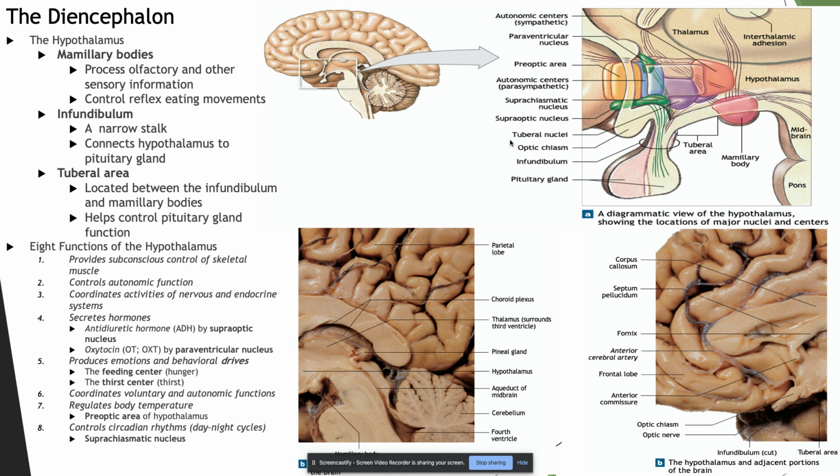6, the coordination between voluntary and autonomic functions. When you think about a dangerous or stressful situation, your heart rate and respiratory rate go up and your body prepares for an emergency, and the hypothalamus makes these autonomic adjustments for you.